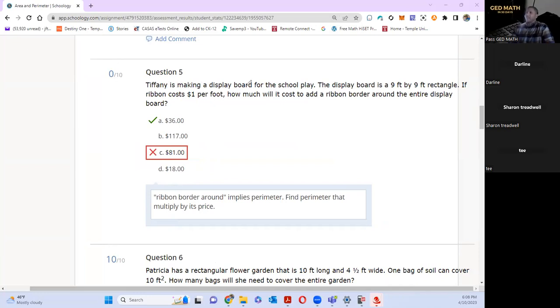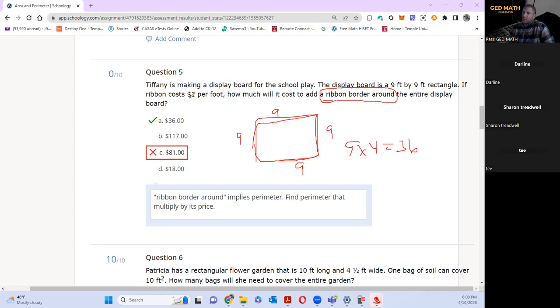So first of all, Tiffany is making a display board for the school play. The display board is 9 by 9. Actually, 9 by 9 is a square, but a square is a rectangle, so I can still call it a rectangle. If ribbon costs $1 per foot, how much will it cost to add a border? 4 times 9 is 36. Ding, ding. Right. I overthought it. The ribbon has to go around. So 9 times 4 is 36. Because it only costs $1 per foot, it's 36 times 1. It's $36 all day long.